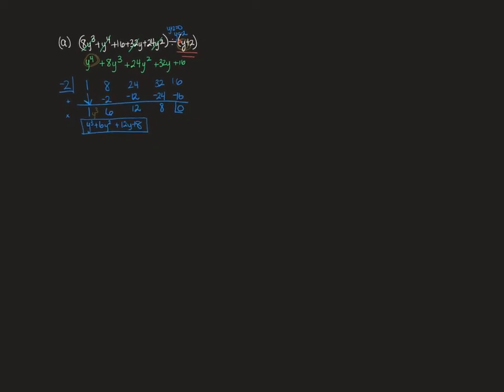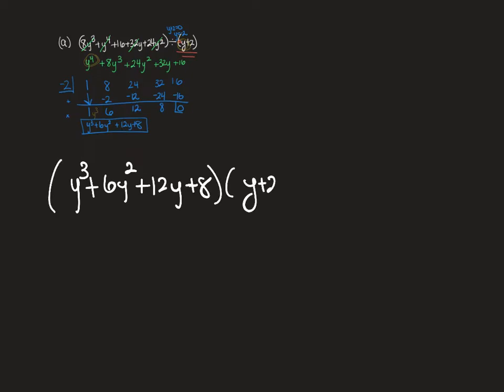And to check it, you want to undo division, which means you want to multiply, because multiply is the undo of a division. So to do that, we're going to do our y to the 3rd plus 6y squared plus 12y plus 8. And we're going to multiply back by the y plus 2 that we divided out. And if this works out, then I should get that green statement right there back.